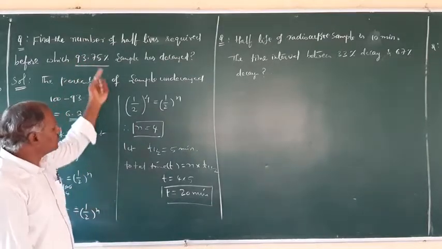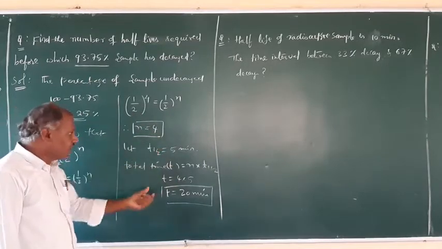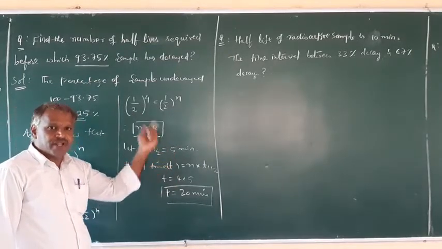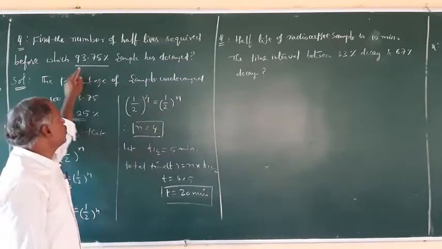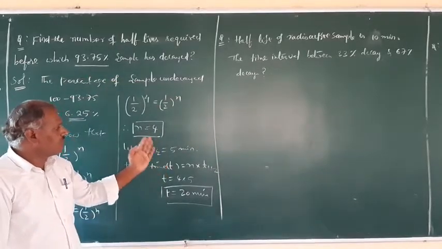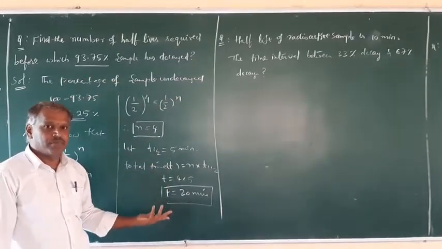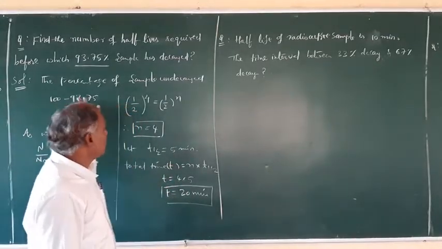So here it is not asked how much time is required, it is asked only for the number of half-life cycles. But if the half-life time period for the radioactive sample is given and it is asked to find out the time required to make this much percentage decayed, then just multiply the number of half-lives into the half-life time period, then you can get the total time required, right? Okay, this is one of the problems.